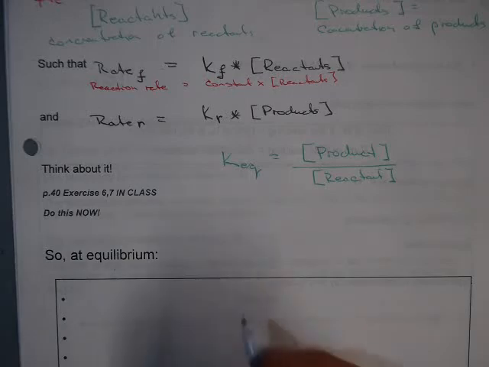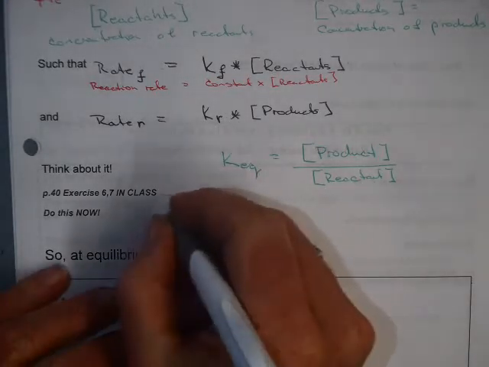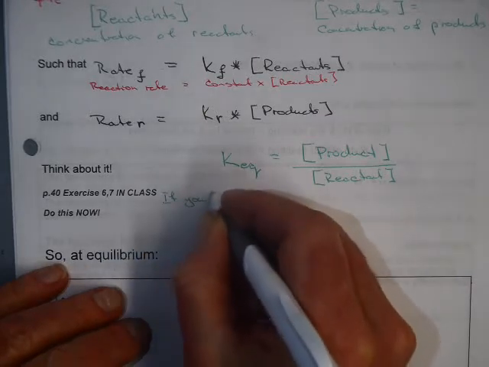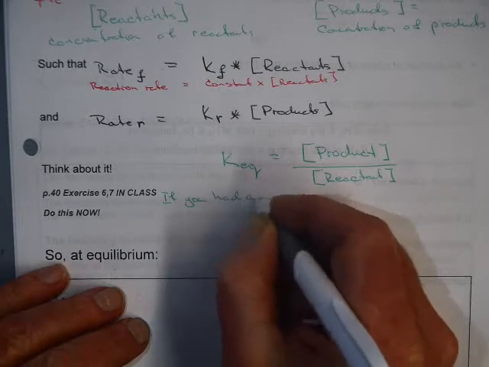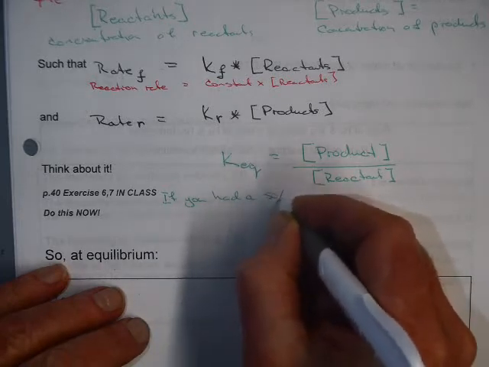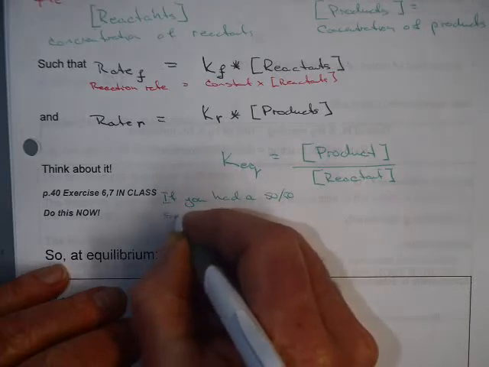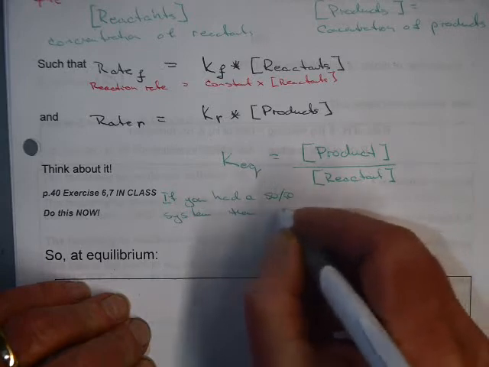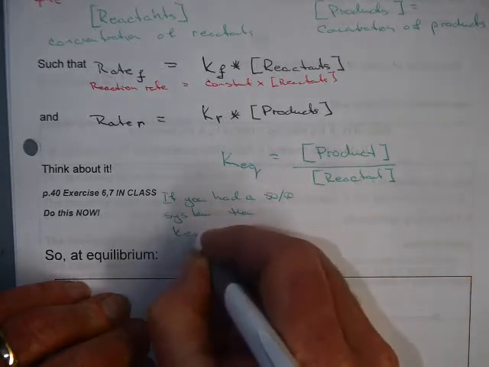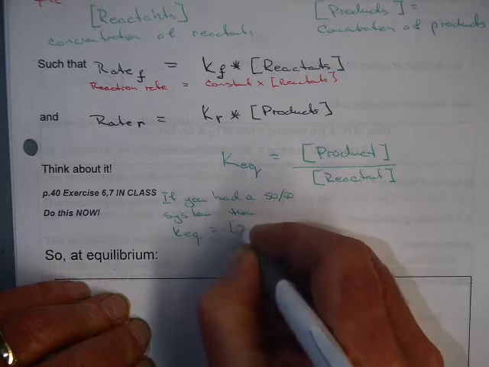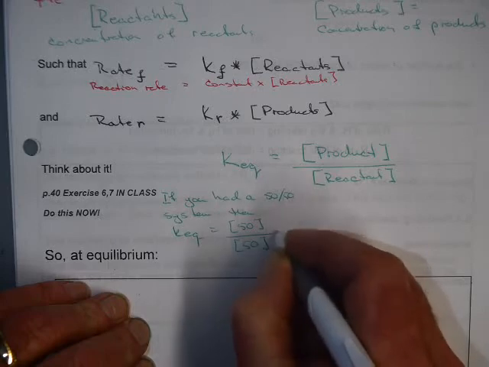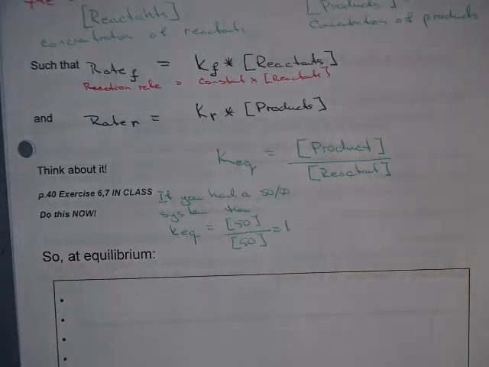So if you had a 50-50 system, then Keq will equal 50 divided by 50, which is equal to 1. So the Keq for that system would be 1. Okay?